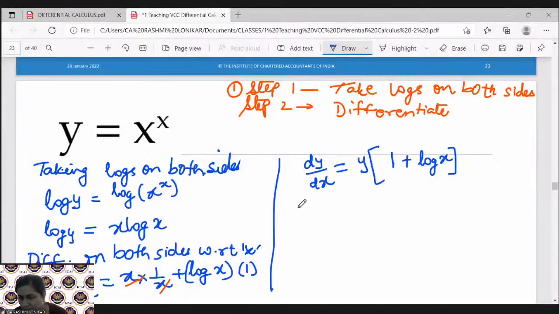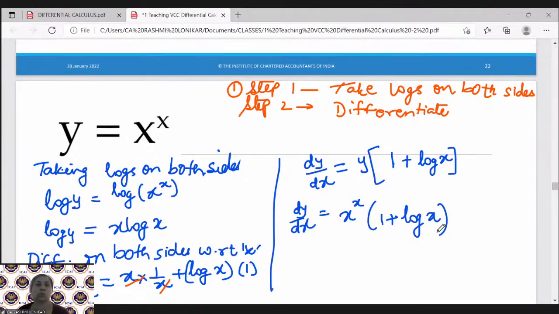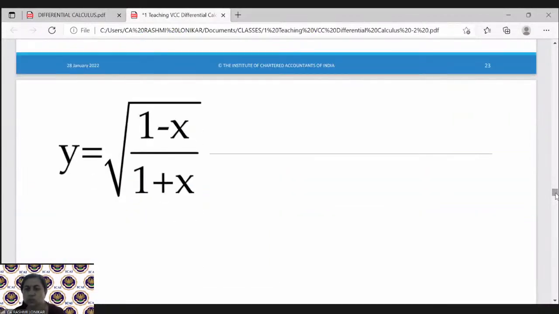So dy by dx, in this case, what is y? I will substitute for y. y is x raised to x. So dy by dx is x raised to x into 1 plus log x. Now let us go to the next sum. So what is the first step? Take logs on both sides. Second step was differentiate.